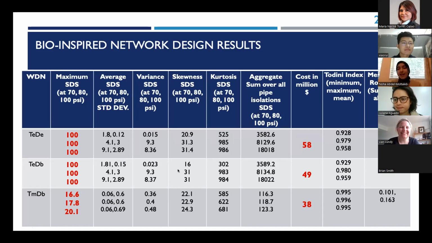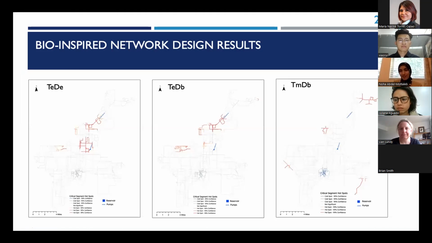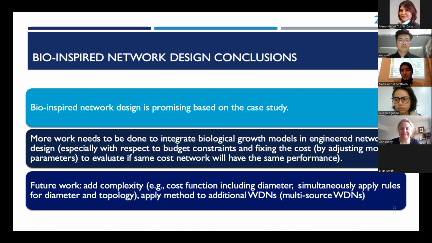Perfect. And however, the cost is a lot less. It's $20 million less to install piping for the forward model bio-inspired diameters. And so that's promising. And we can talk about this if there are questions.